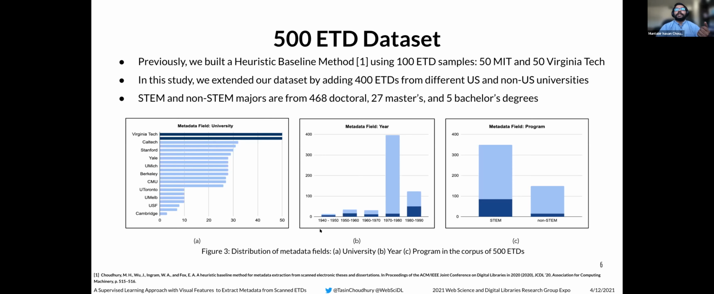Also, we chose ETDs from 1940 to 1990, and we have chosen both STEM and non-STEM majors. These are from 468 doctoral, 27 master's, and 5 bachelor's degrees.